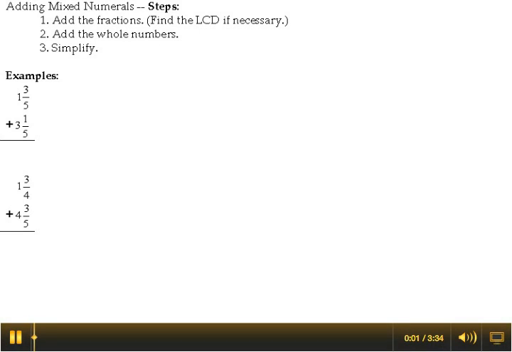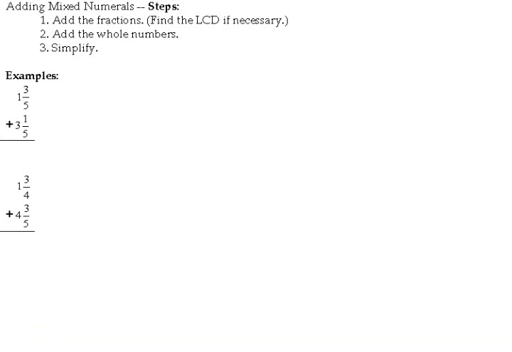In this video, we're going to talk about adding mixed numbers. The steps are listed here. First, we need to add the fractions, and we always need to find the least common denominator if the denominators are different when we're adding or subtracting fractions. Then we add the whole numbers, and our last step is to simplify. So we always need to remember to reduce fractions at the end of any problem.